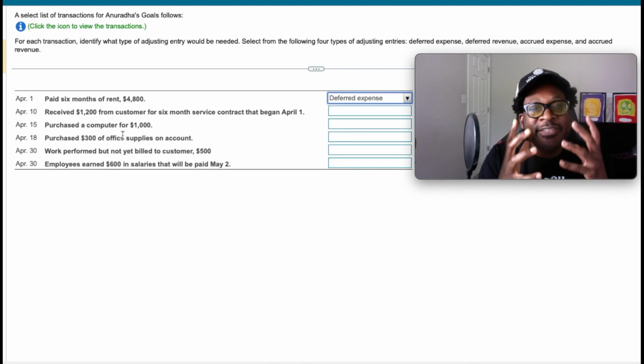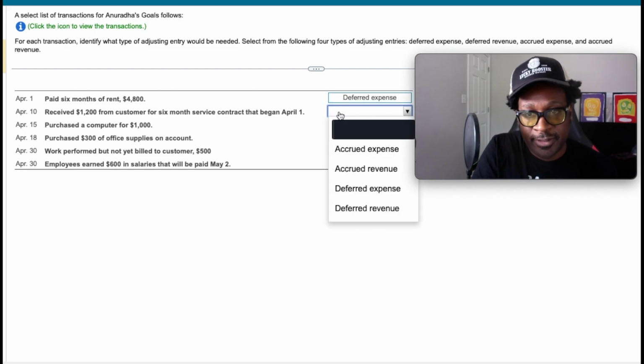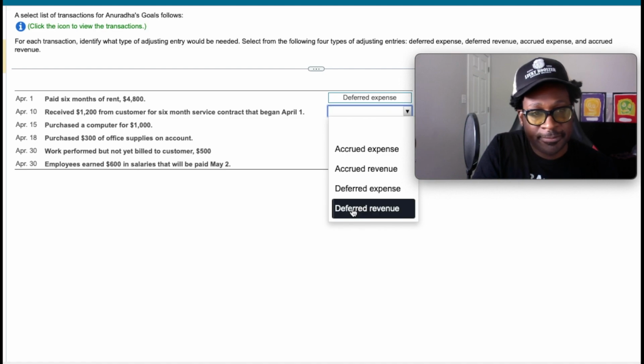So we received cash in advance for some services to be provided in the future. This is an example, gang, of an unearned revenue. We also know that unearned revenues are also called deferred revenues. So anytime a company receives cash in advance and services are expected to be provided in the future, a liability is created. So this is an example of a deferred revenue.